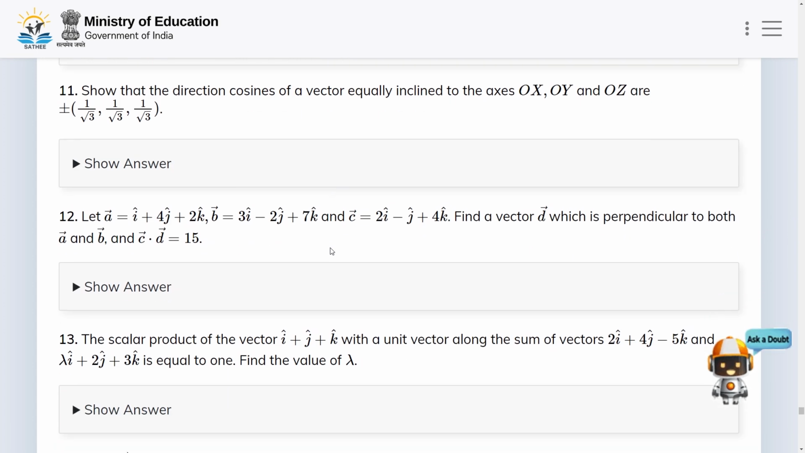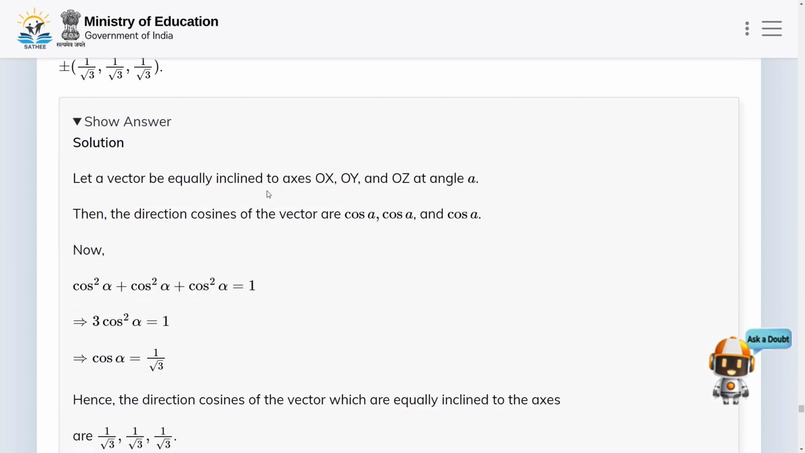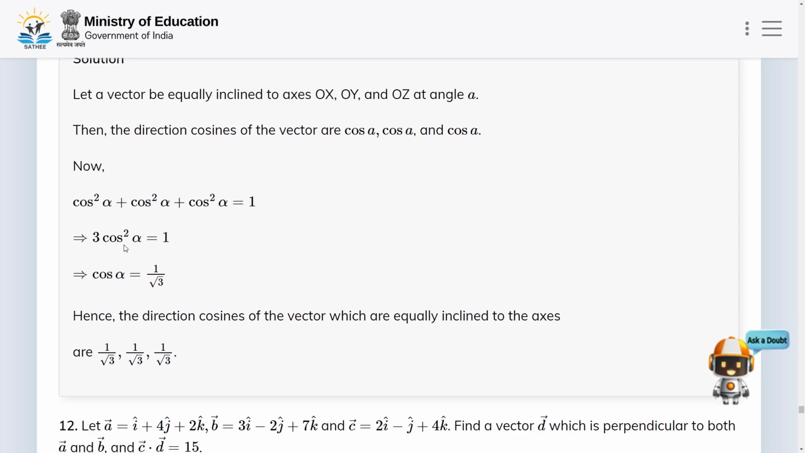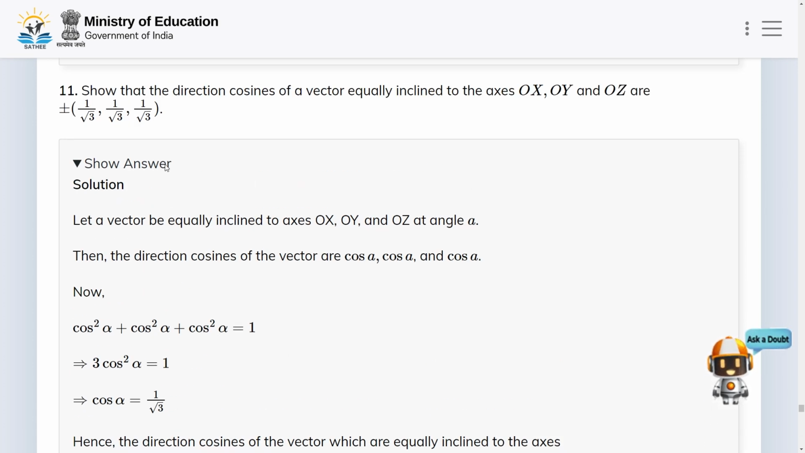Now 11th problem. Show that the direction cosines of a vector equally inclined to the axes OX, OY, OZ are these. Let's see. Let a vector be equally inclined to axes OX, OY, OZ at angle alpha. The direction cosines of the vector are cos alpha, cos alpha, cos alpha. You all know the formula that cos square alpha plus cos square alpha plus cos square alpha equals 1. This means 3 cos square alpha equals 1, so cos alpha equals 1 by root 3. This means the direction cosines of the vector equally inclined to the axes are 1 by root 3, 1 by root 3 and 1 by root 3.